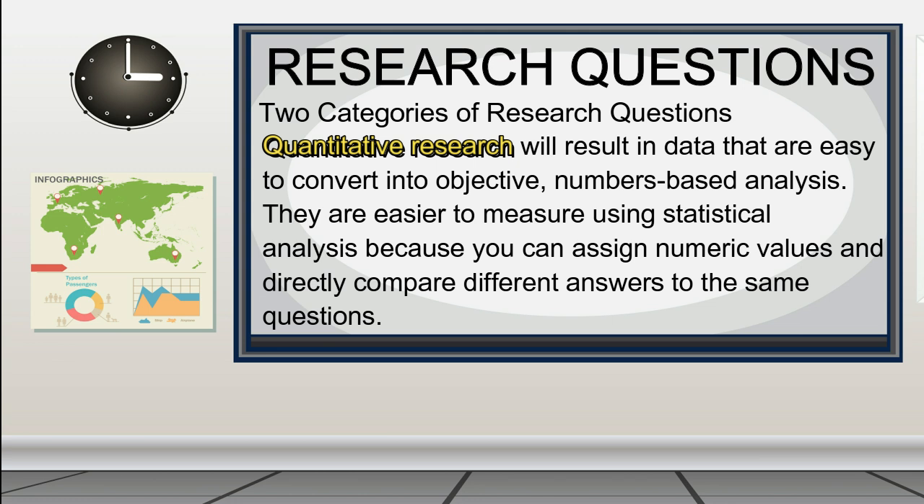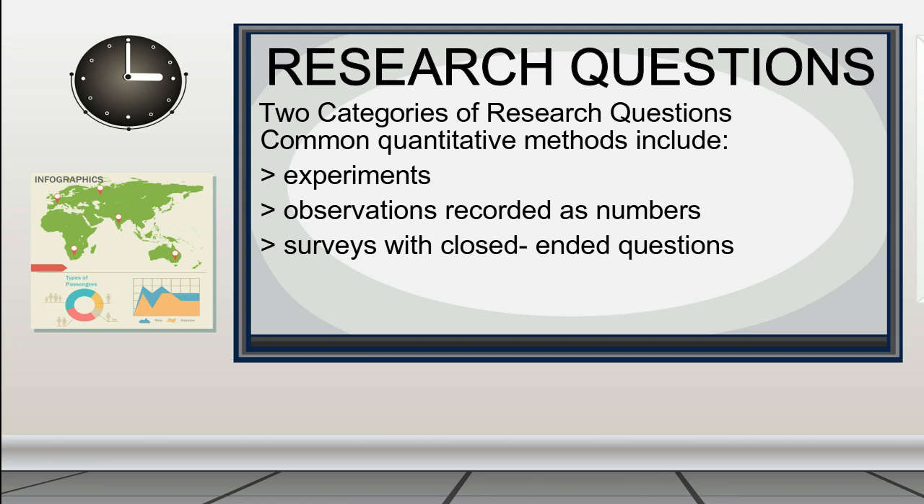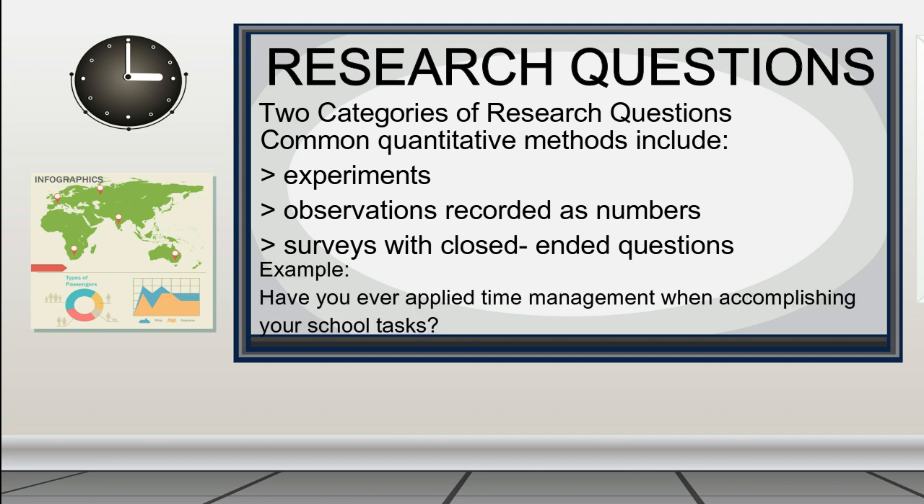Quantitative research will result in data that are easy to convert into objective, number-based analysis. They are easier to measure using statistical analysis because you can assign numerical values and directly compare different answers to the same questions. Common quantitative methods include experiments, observations recorded as numbers, surveys with closed-ended questions. For example, have you ever applied time management when accomplishing your school task? This question is answerable by yes or no.